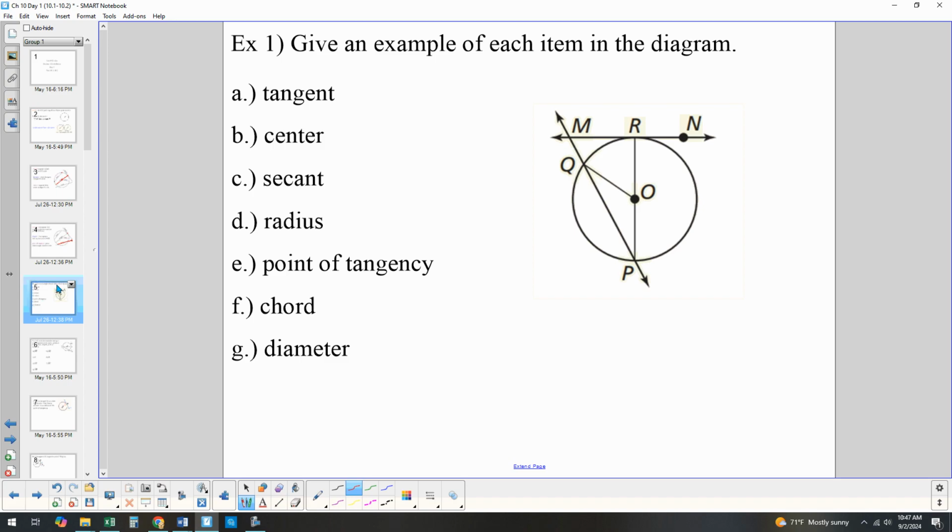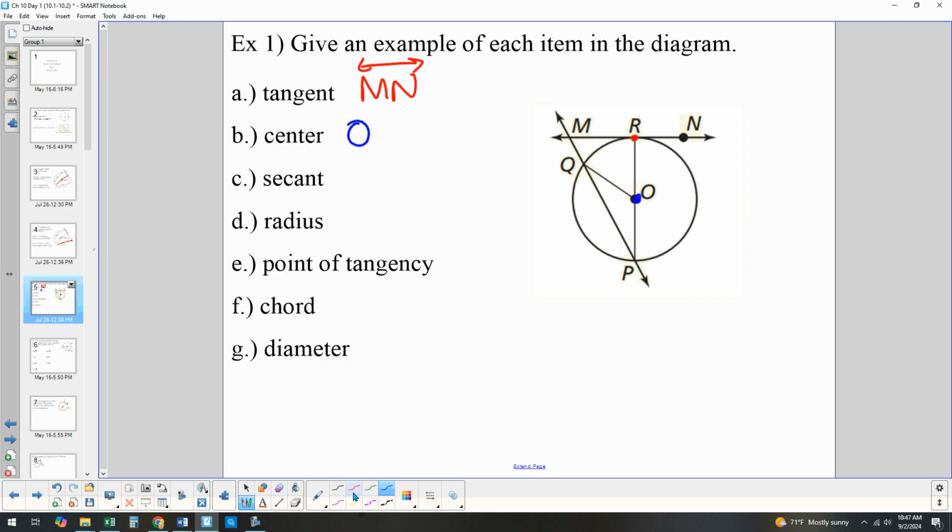So for our first example, we're going to give an example of each of the items in the diagram. So a tangent line. I see this line touches just once right here. So I can name it by any two of these three letters. So let's call it MN. The center, there's only one center in this picture. That's O. I'm not putting circle O because I'm not naming the circle. I'm naming the center, which is just a point.